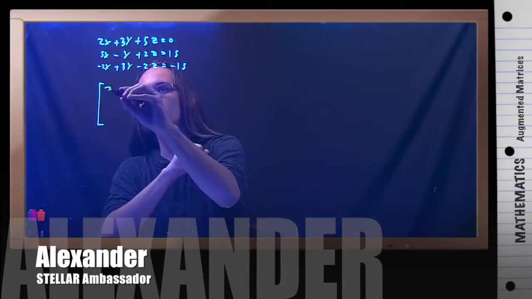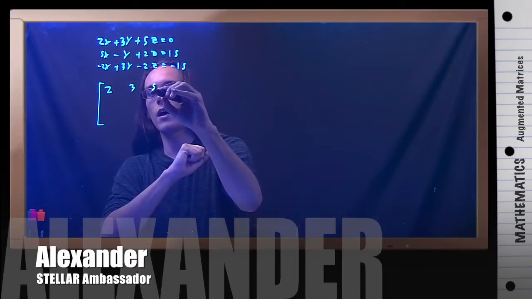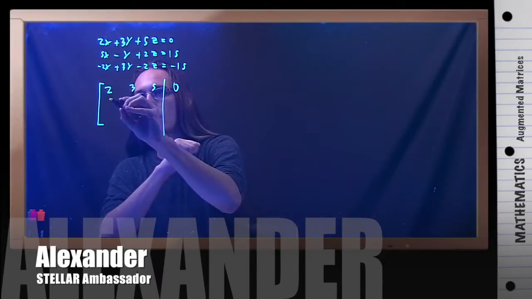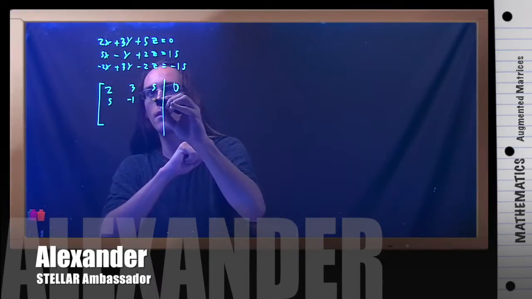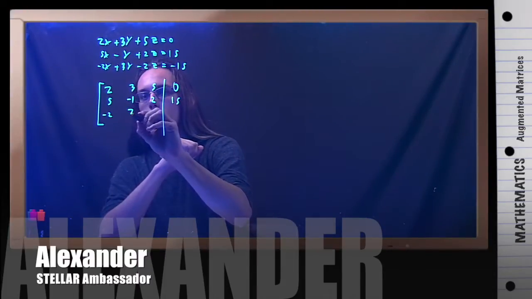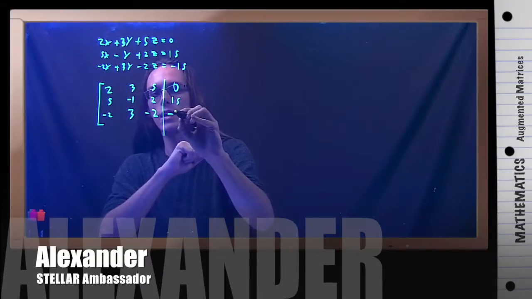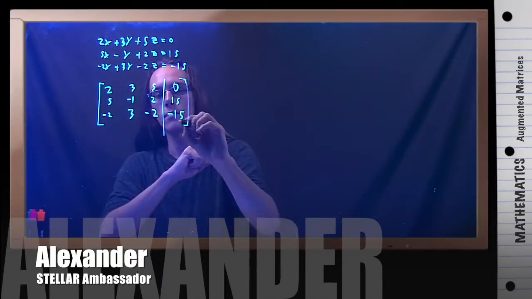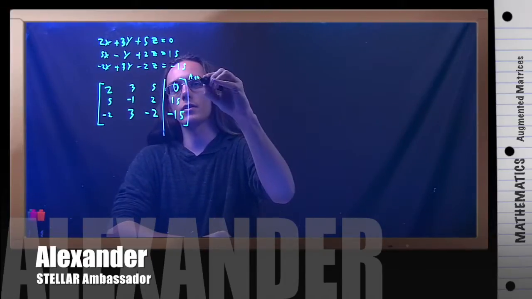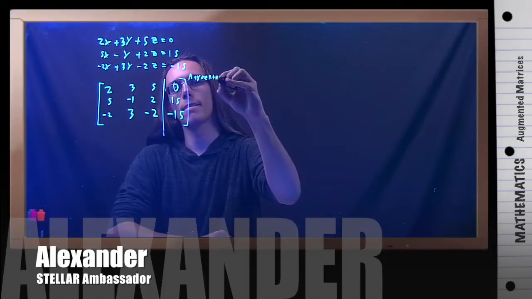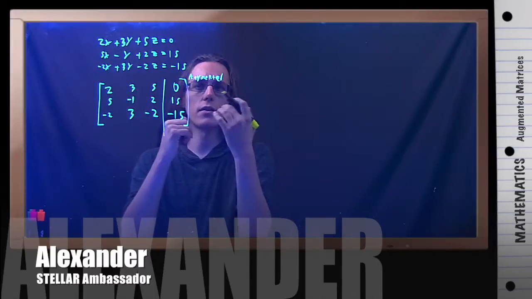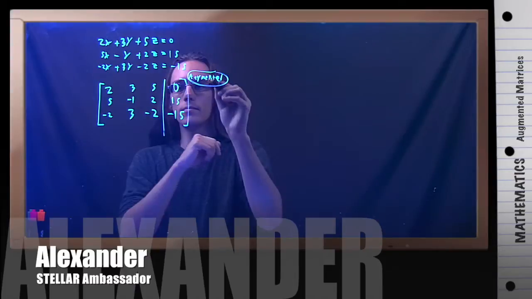So my first row would be 2, 3, 5, and then I'll put this line here that represents those equals and a 0 right here. Second row would be 5, negative 1, 2, and 15. And the third row would be negative 2, 3, negative 2, and negative 15. Because of this line right here, this is what's called an augmented matrix. If you didn't have the line and you just had some numbers in a grid, that would just be a regular matrix. This one's augmented because we have that line.